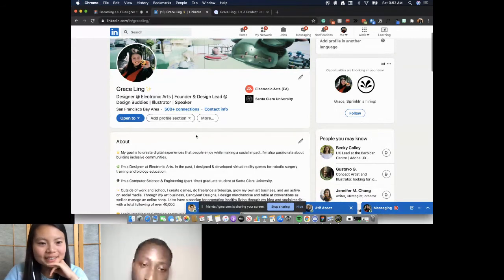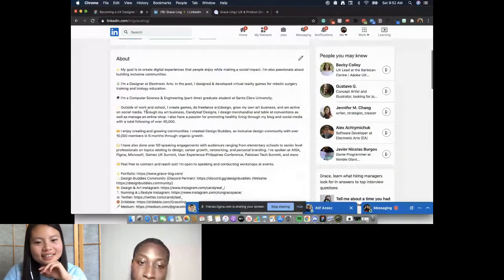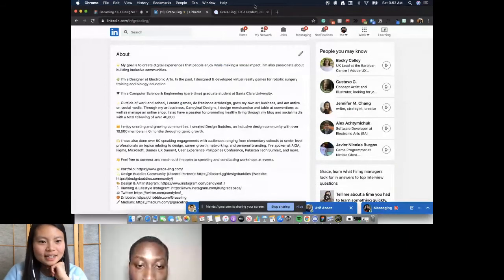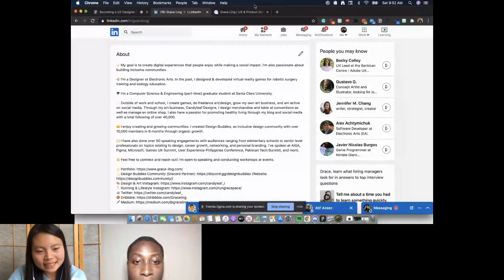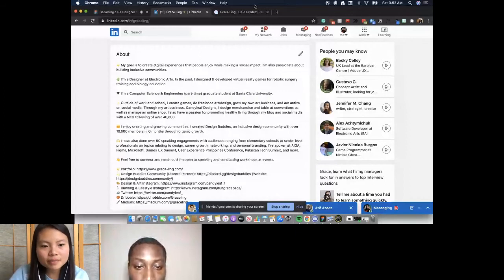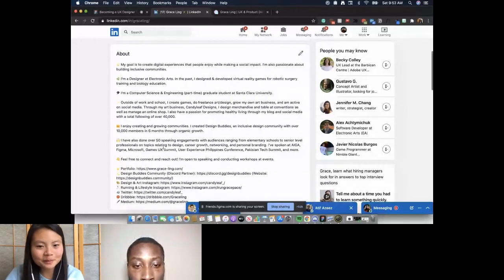And for the About section, this is another most important part. I have a summary overall, like my life mission, I guess. And also what I do professionally and what I am as a student, my education background, and then what I do outside of that. And also how I am in the community, my speaking engagements, and a call to action to reach out, and all my links. So this is how I personally structure my profile, and there are different ways to do this.